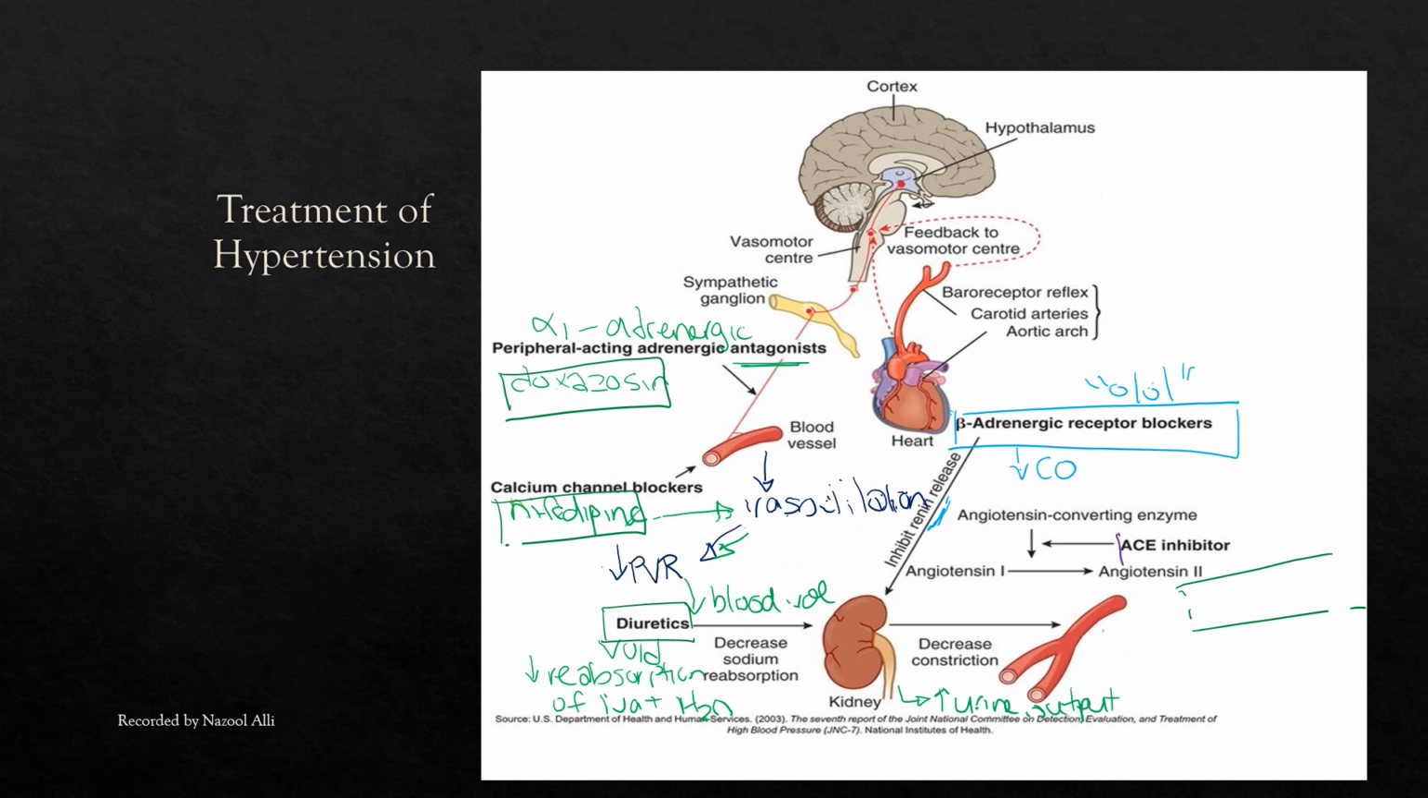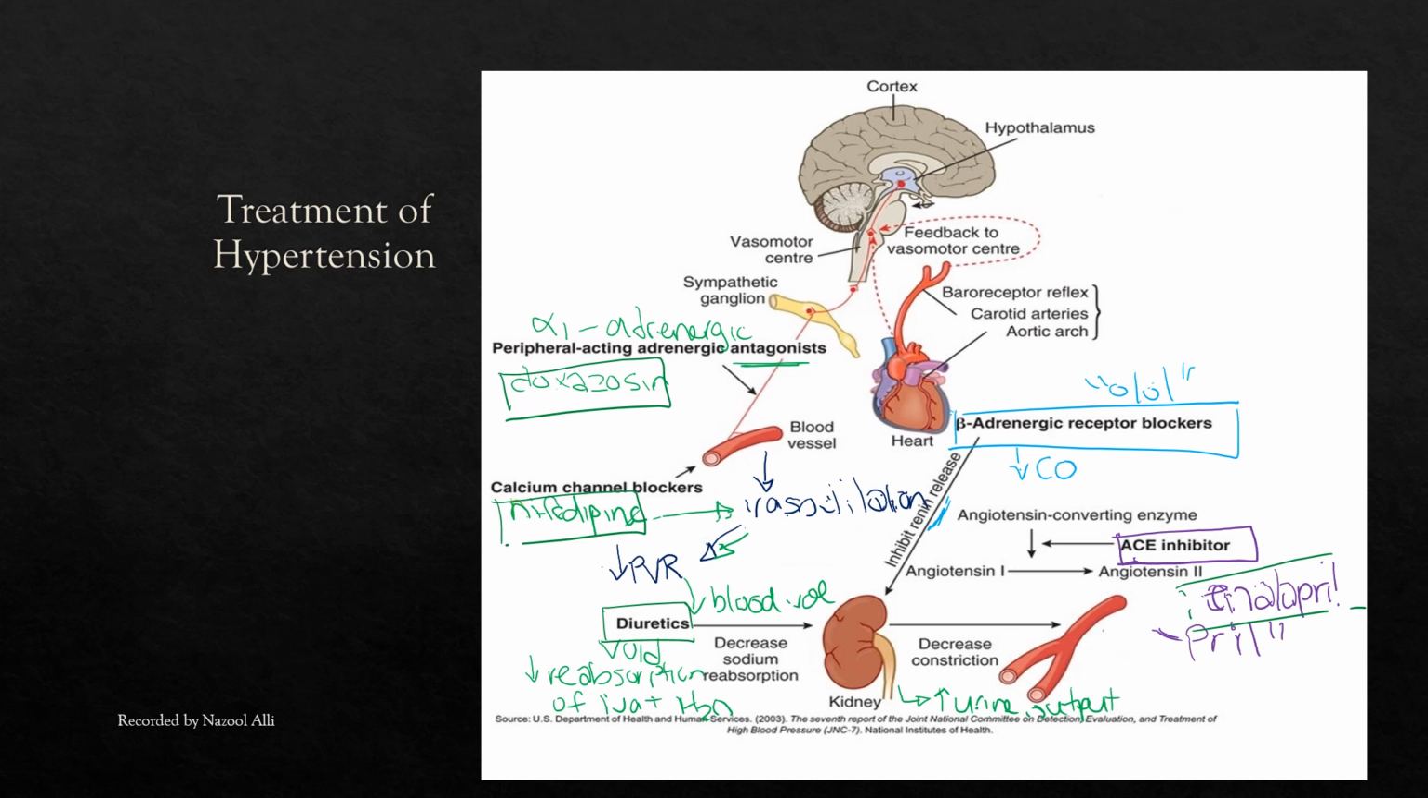For ACE inhibitors, your prototype is enalapril. But you want to look at any medication that ends in -pril. The easy way to remember it is A for ACE, A for april, anything that ends in -pril. Now your prototype is enalapril, but you could start thinking about all the other medications you might see out there, such as captopril, lisinopril, perindopril, etc. They are all ACE inhibitors.